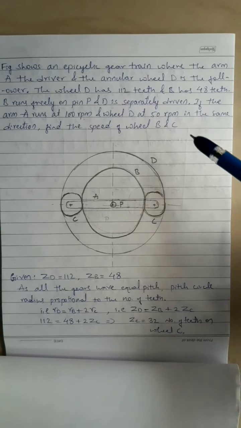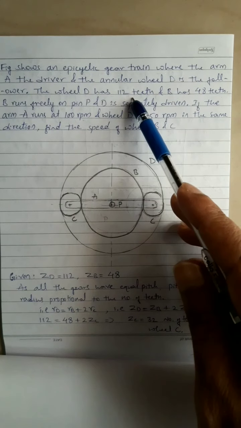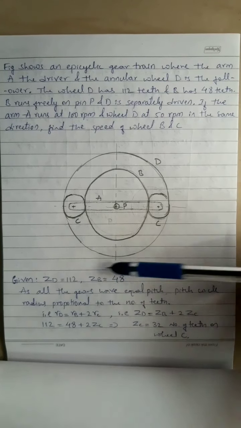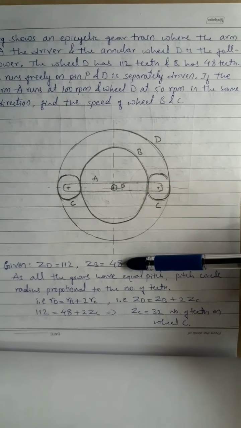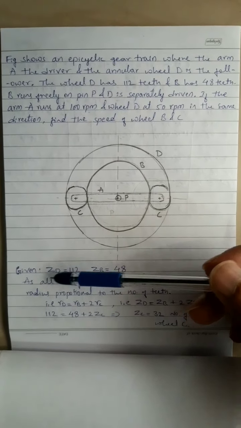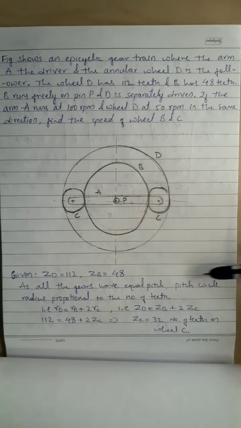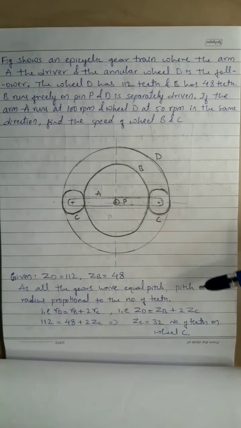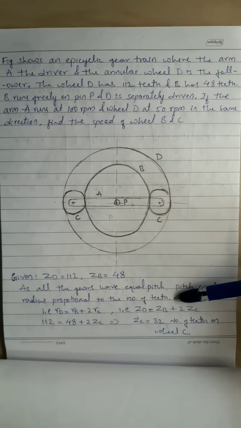So first we look into the given data. It is given that D has 112 teeth and B has 48 teeth. So here we have 112 teeth for D, and for B it is 48 teeth. And for all the gear train problems, usually we consider that all the gears have equal pitch circle radius proportional to the number of teeth. So here we have to consider pitch circle radius is proportional to the number of teeth.